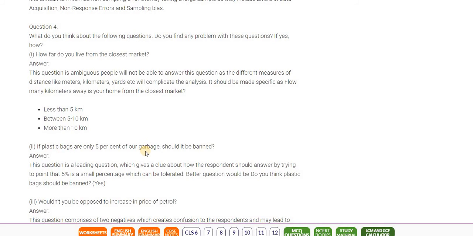If plastic bags are only 5% of our garbage, should they be banned? Answer: the question is a leading question which gives a clue about how the respondent should answer, by pointing out that 5% is a small percentage which can be tolerated. A better question we can ask would be, do you think plastic bags should be banned? Yes or no, like that we can ask. Okay. Next question.